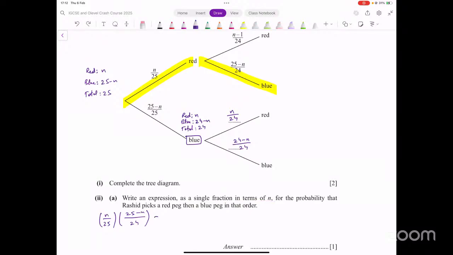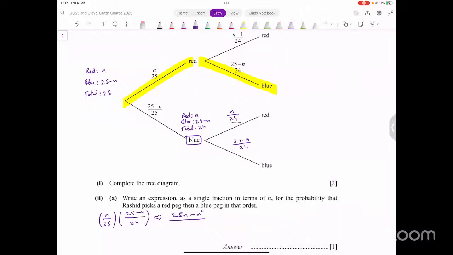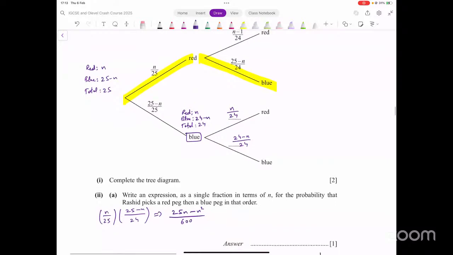So now we have to simplify this as well. What do we get when we simplify this? In the numerator, we can get 25n minus n squared. In the denominator, it's 25 times 24. You can see what that is. Let's just confirm this on the calculator. It is 600. This is what you write there: 25n minus n squared divided by 600. That's the probability that you get a red peg and then a blue peg in that order.